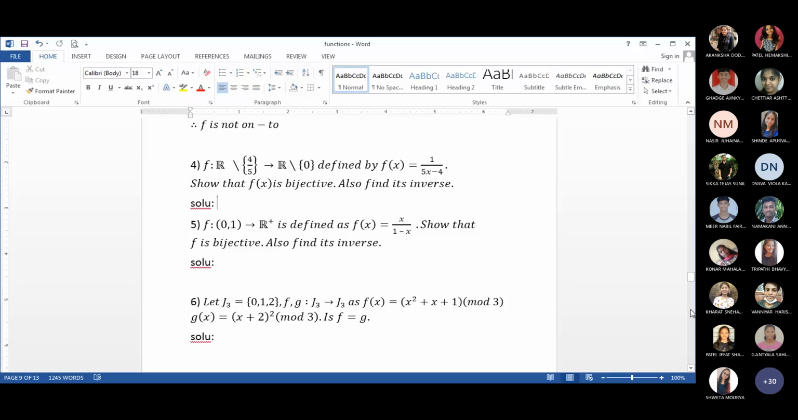F is a function from set of real numbers other than 4 by 5. वो जो r/4/5 लिखा हुआ है, that r/4/5 means it is the set of real numbers other than 4 by 5. वो हम लोग बोलते हैं ना माइनस, मतलब वो पूरा सेट ऑफ रियल नंबर्स में से वो 4 by 5 को निकाल दिया हमने. So domain is the set of real numbers other than 4 by 5. Codomain is the set of non-zero real numbers. ठीक है, that is real numbers other than 0.